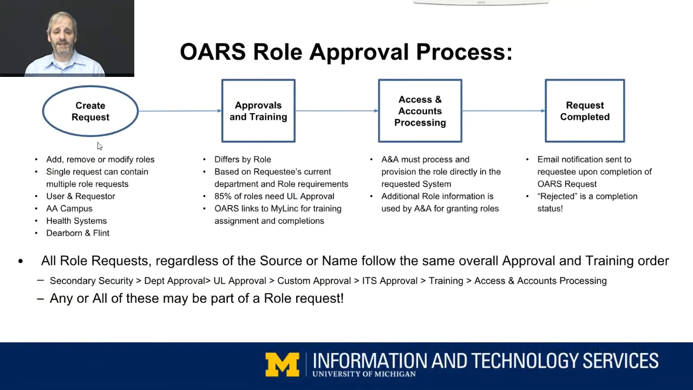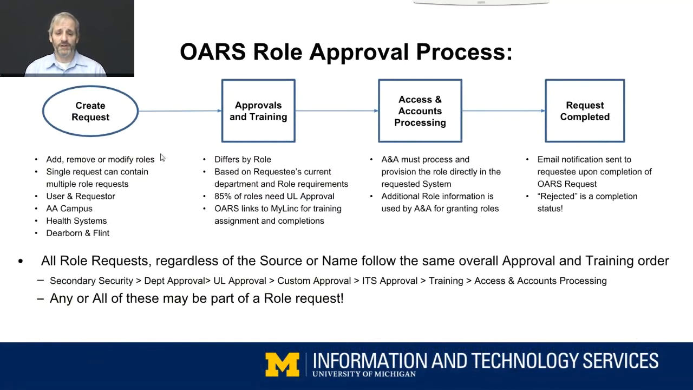So you create a request, and then it goes through approvals and trainings. And again, that differs by role. Some roles don't have any training. Some roles have multiple courses. Some roles have multiple approvals. But about 85% of all of our roles go through UL approval.